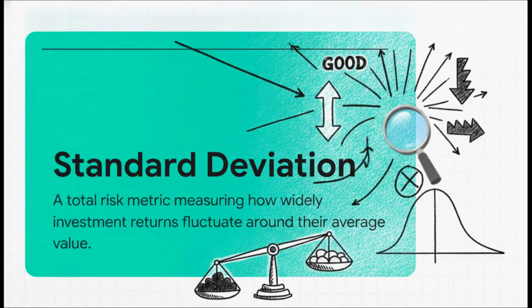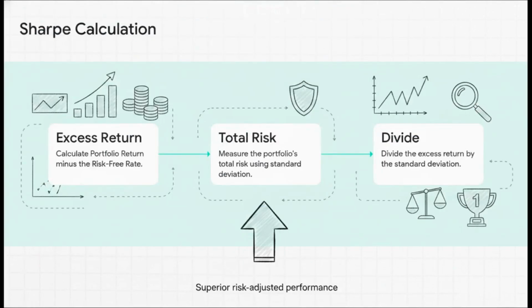Now, standard deviation is our denominator here, and it captures total risk. It looks at how widely returns fluctuate around their average value. But, and this is a big caveat, it treats all volatility as risk. It literally penalizes a manager for a huge unexpected gain just as much as a massive loss. And honestly, when was the last time a client complained about upside volatility? Pretty much never.